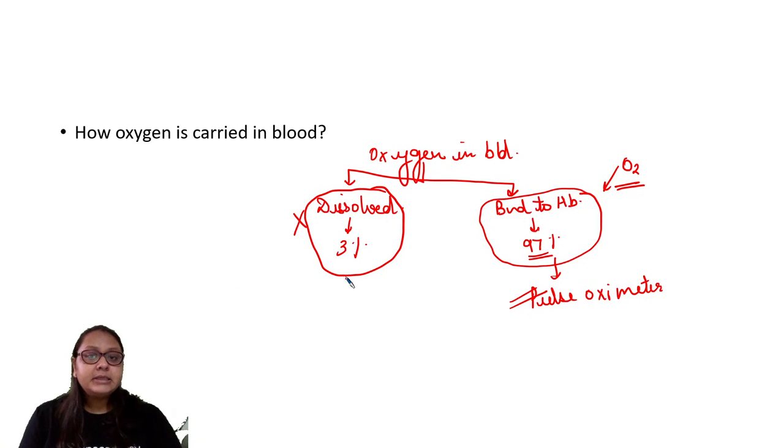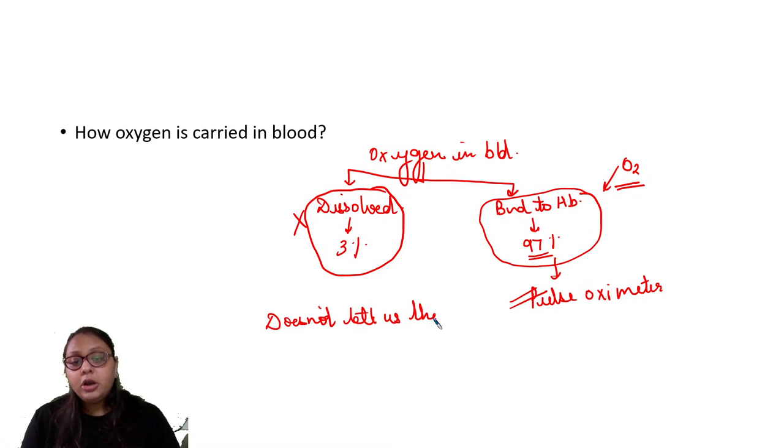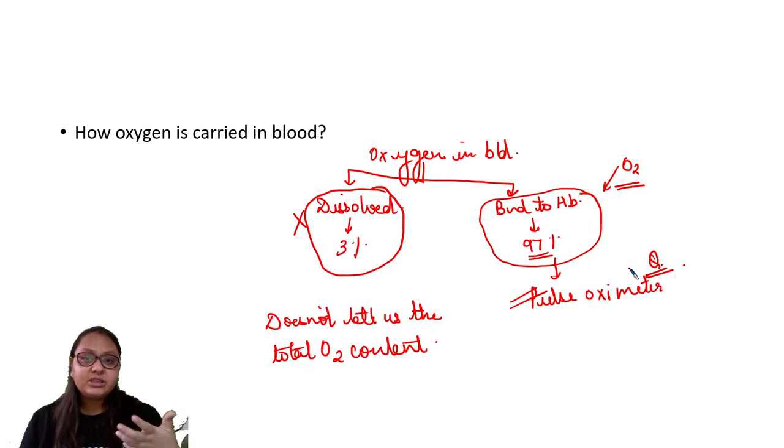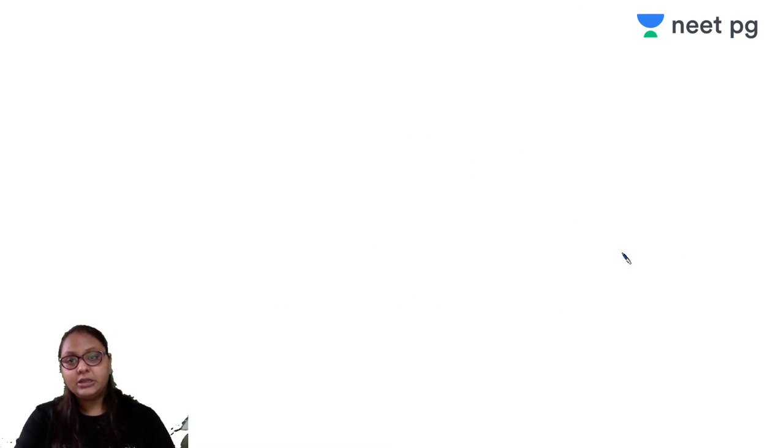In short, it does not tell us the dissolved form. It does not tell us the total oxygen content in the blood, because it is not telling us about the dissolved form. It is just telling the percentage saturation of hemoglobin with oxygen. So the first point: the pulse oximeter just tells us about the oxygen which is bound to hemoglobin. That is all that is monitored with the pulse oximeter.